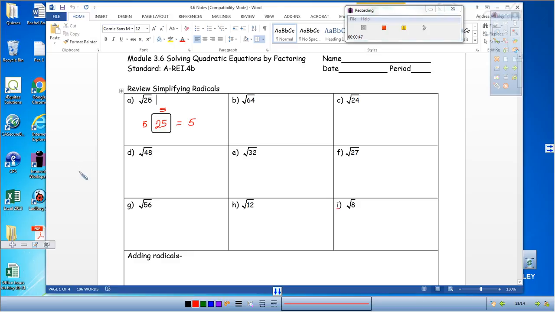Yes? Why is there a line back 25? Oh, it's because it's my cursor to start typing. Sorry. So 64, same thing.